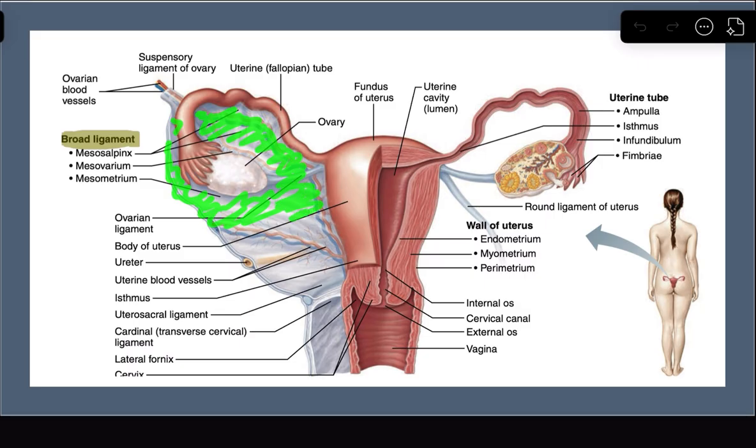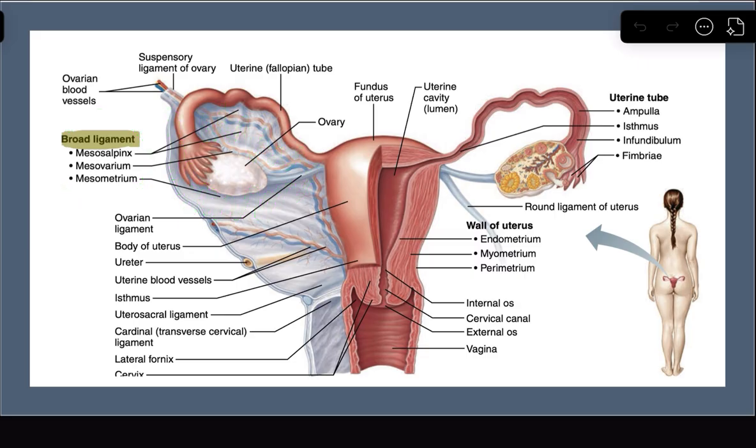This is not to be confused with, for example, the ovarian ligament, which we see over here, connecting the ovaries to the uterus, or the suspensory ligament up top over here, or these round ligaments of the uterus. All right, these are all different little ligaments, but I just want you to be familiar with this broad one that kind of surrounds the ovary, okay?